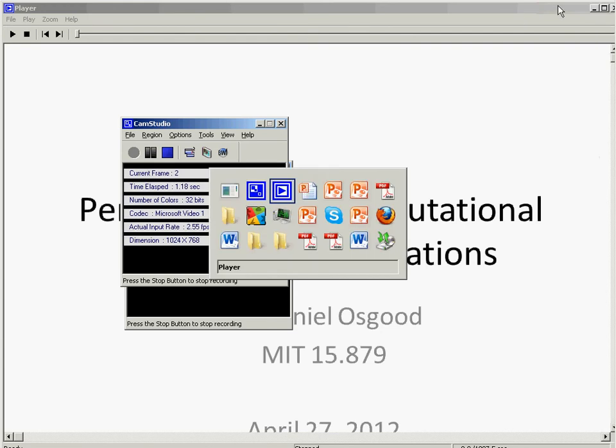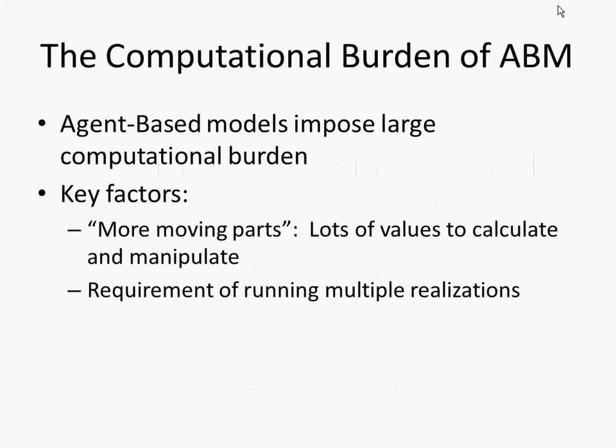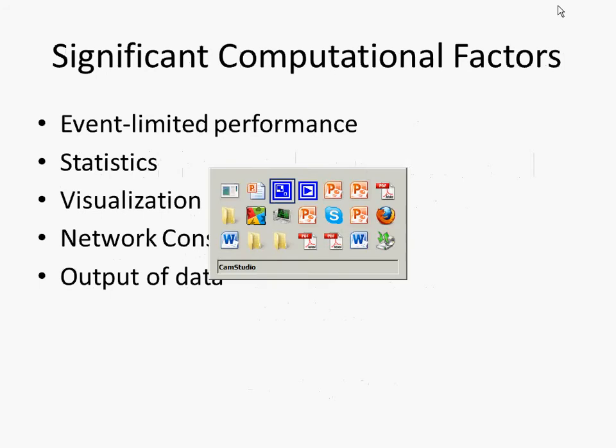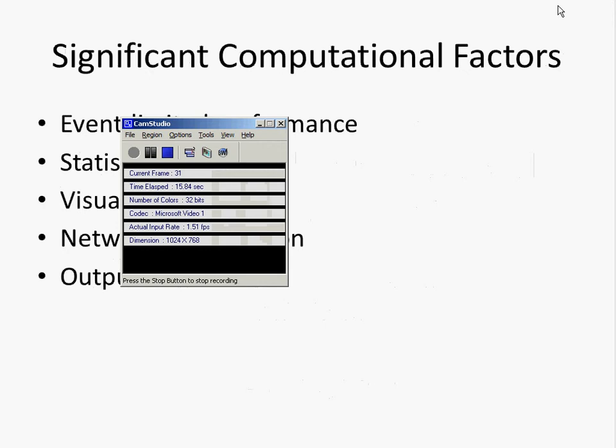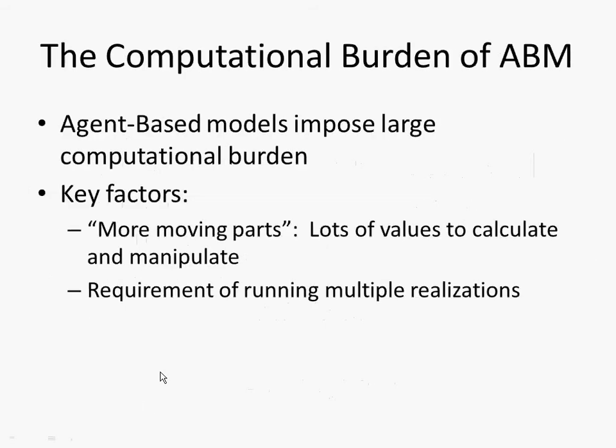Last time, I continued on and gave a sort of grab bag of issues that come into play in AnyLogic. Performance in AnyLogic is pretty important for two reasons. Models are slow to run because there are many moving parts, lots of things to be simulated, lots of work to do in simulating a given realization of a model, and often there's a need to run multiple realizations. And for both those reasons, it's expensive, right?